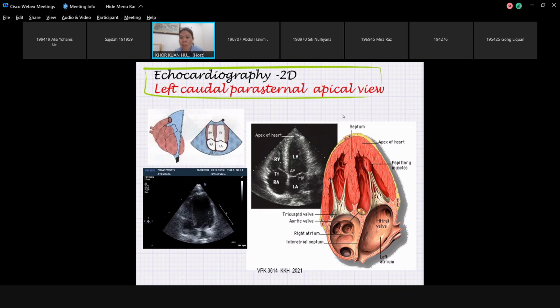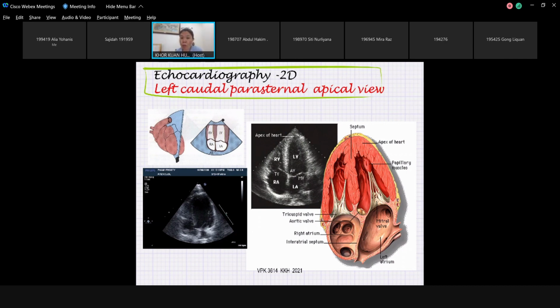Nobody answers again. All right. Left caudal parasternal apical view. I'm putting the head upside down. So when I do this, just now, the right parasternal apical view, the right parasternal short axis view. This is the left one. So when I do this view, the animal will be on left lateral recumbency.